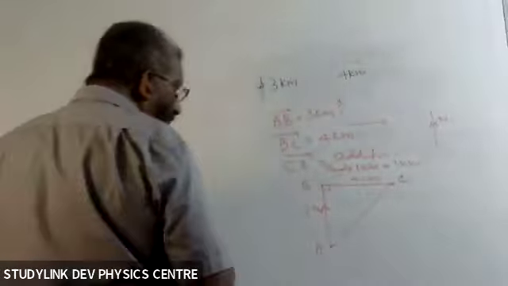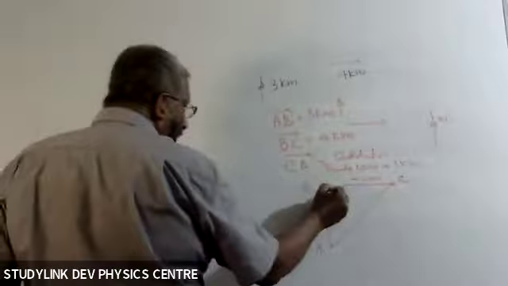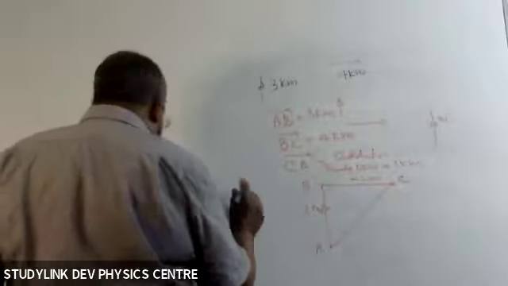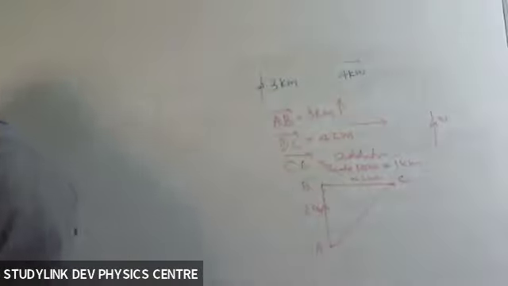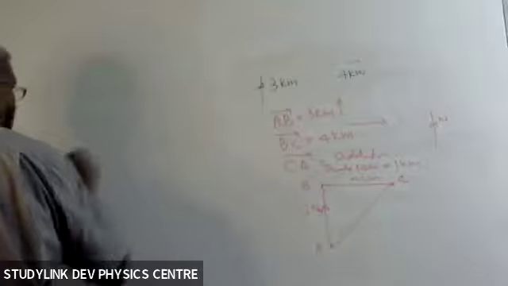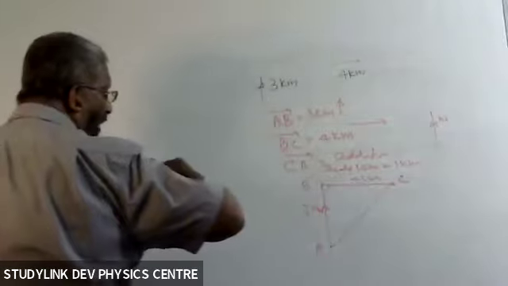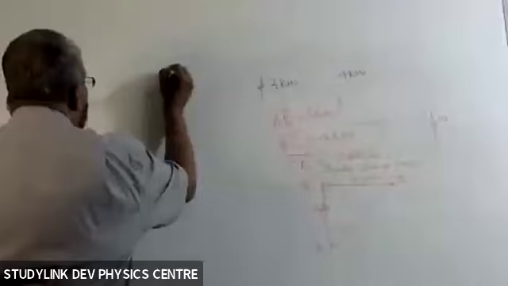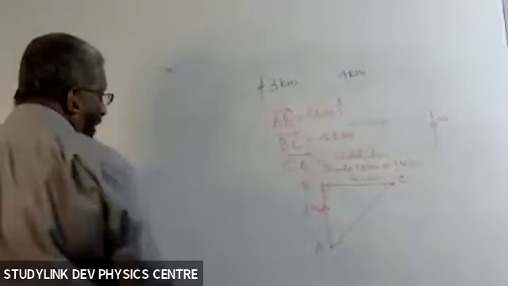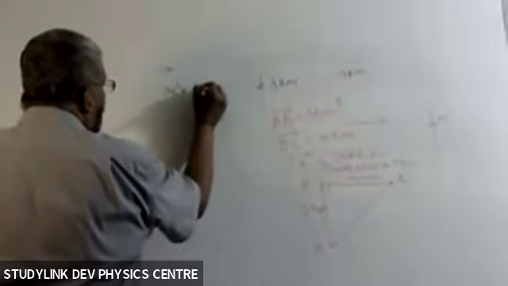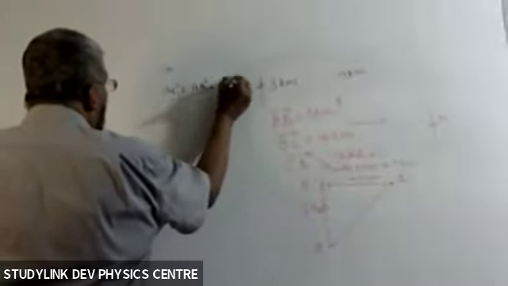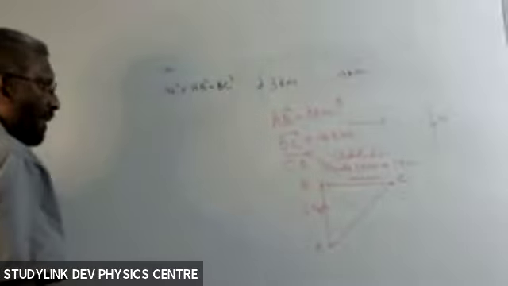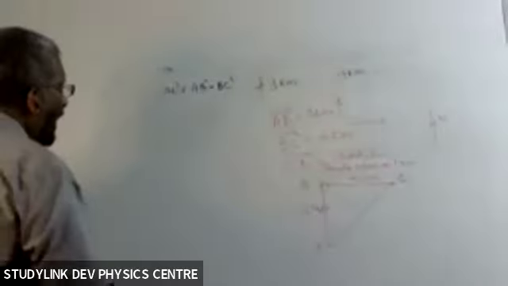What you do is, now this is 90. Therefore, ABC is a triangle. Which triangle? Right angle triangle. ABC is a right angle triangle. Therefore, we can use Pythagoras theorem. Then AC squared is equal to AB squared plus BC squared. Right, it is using the Pythagoras.